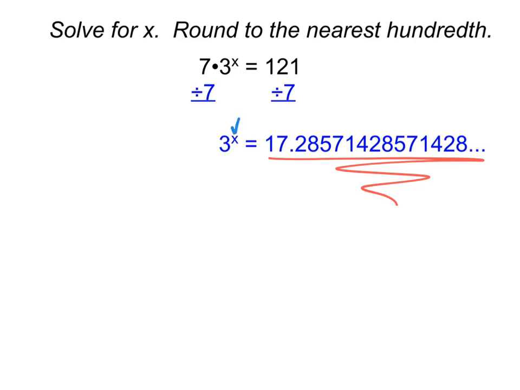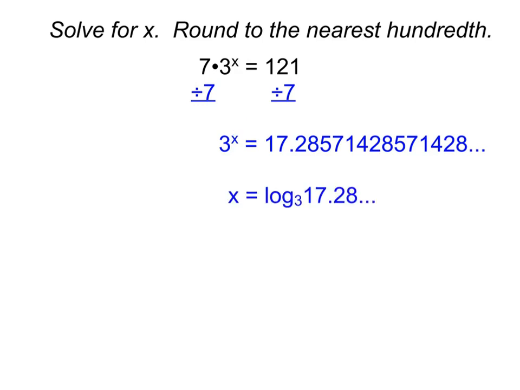All right, so now that we've done this, we now need to be able to figure out what x is. X is our exponent, and anytime we're going to solve for an exponent, we're going to write it as a logarithm. So write your equation here into logarithmic form now, please. And when we do that, you should get x equals log base 3 of our 17.28 number.